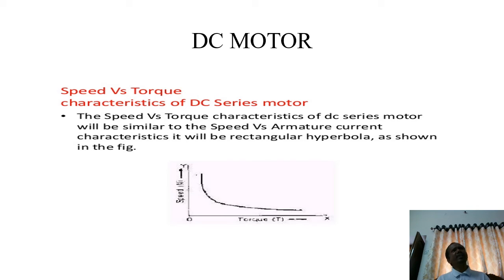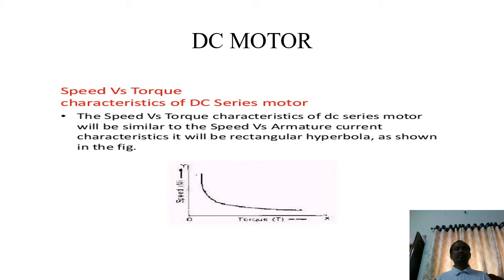Voltage V is connected across them, and current IL passes through the series field winding as well as the armature winding. So IL is equal to ISE is equal to IA, right? These are the most important points. Then you will get the equation: back EMF Eb is equal to V minus Ia in bracket Ra plus Rse. This is the equation.